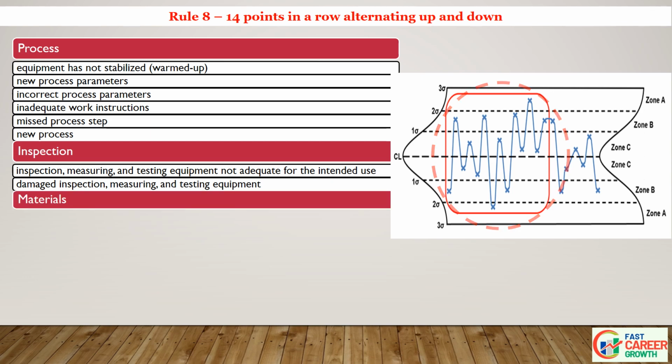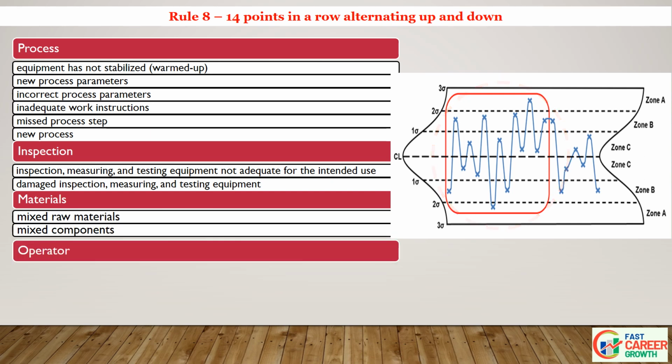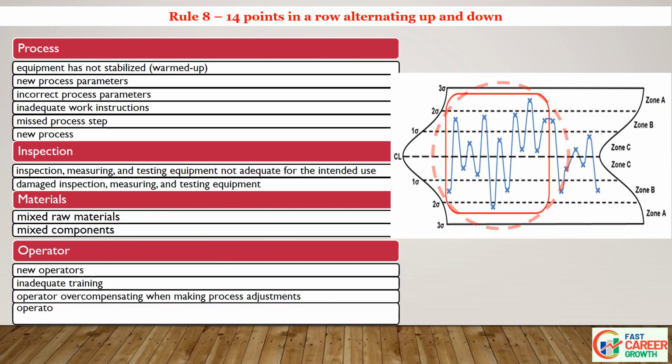Materials. Mixed raw materials. Mixed components. Operator. New operators. Inadequate training. Operator overcompensating when making process adjustments. Operator not waiting for the process to stabilize before making process adjustments. Please note, even though the operator may be over-adjusting the process, there may be other special causes present.